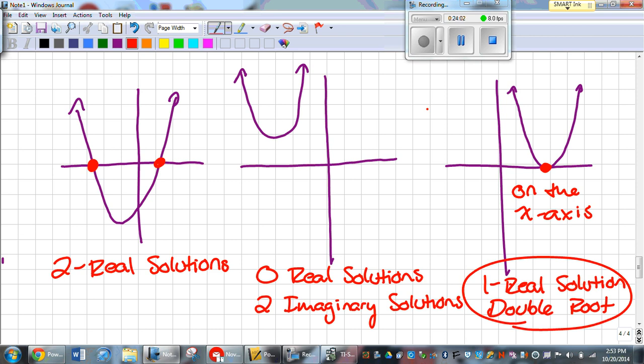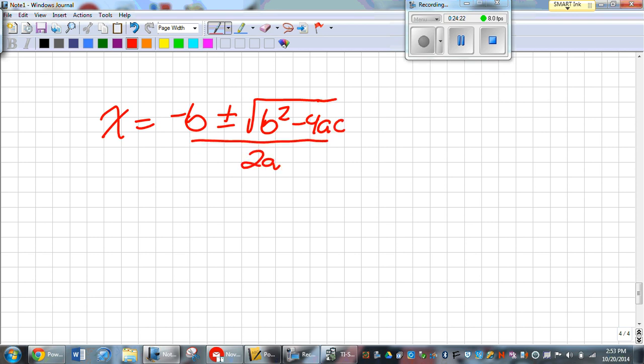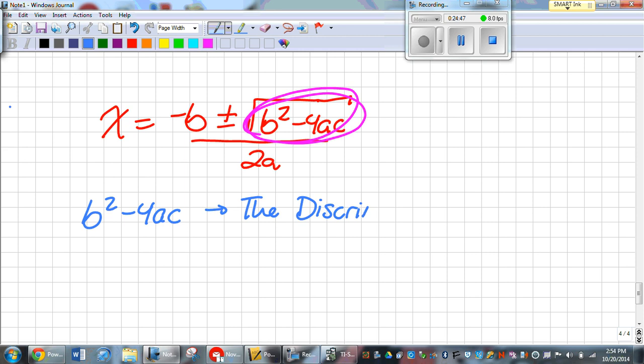And if I'm ever asking how many real solutions there are, you don't have to do the whole quadratic formula to figure it out. If you look at the quadratic formula, I'll write it out one more time. How did we know if both of our solutions were imaginary? Well, if the square root was negative, we knew that there weren't any real solutions. So all you actually have to do is look at what's under the square root. That's b squared minus 4ac. This is called the discriminant, and the discriminant tells us how many real solutions there are.